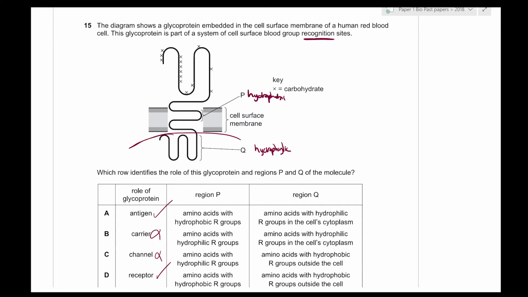Now let's see the suggestions that we have here. Here we have amino acids hydrophobic in P. This is correct. Amino acids hydrophilic are groups. This is incorrect. Same with here. This is also incorrect. And this is correct. Therefore, the correct answer in this case must be A.